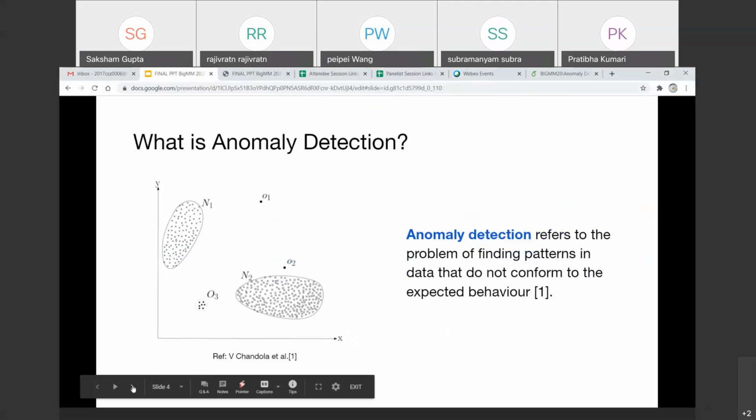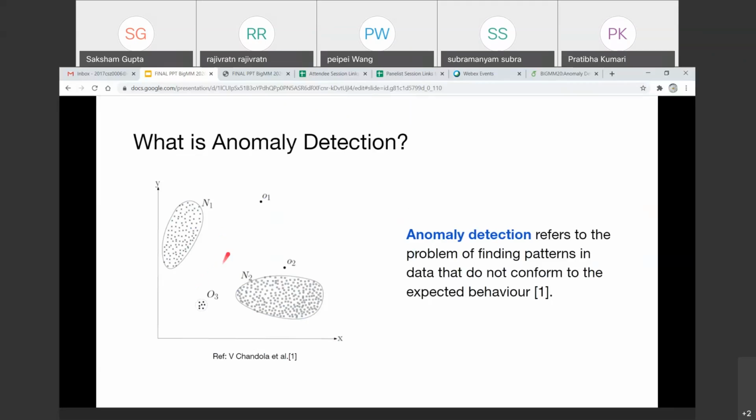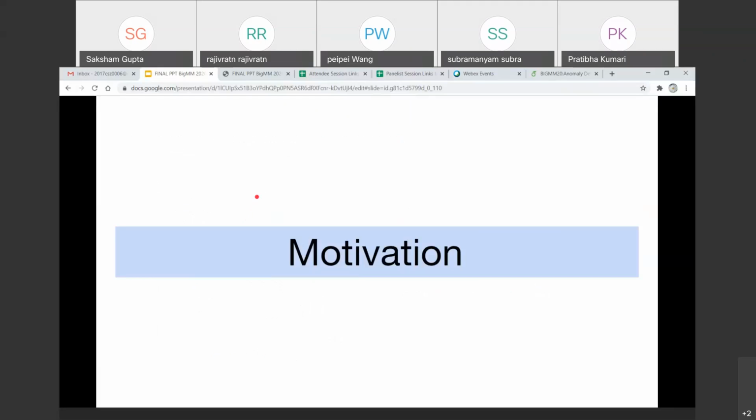So what is anomaly detection? Anomaly detection refers to the problem of finding patterns in data that do not conform to the expected behavior. Here in the diagram, we can see two bigger clusters, N1 and N2, and there are some smaller clusters and standalone points, O1, O2, O3, that are not lying with the majority of the data points, which are in N1 and N2. So these O1, O2, O3 are anomaly points.